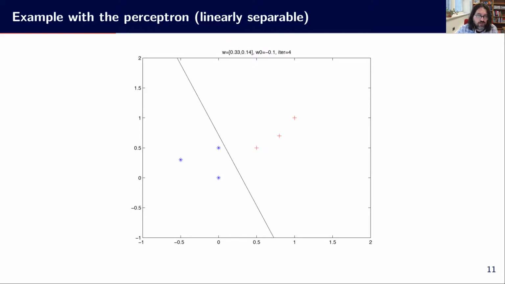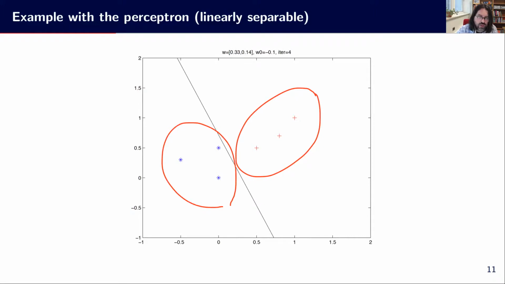At iteration 4, we have a new update, and then that's good. We have a separating hyperplane, and everything is correctly classified. The 4 red crosses are well classified. Likewise, the 3 red crosses and the 3 blue stars are also well classified.